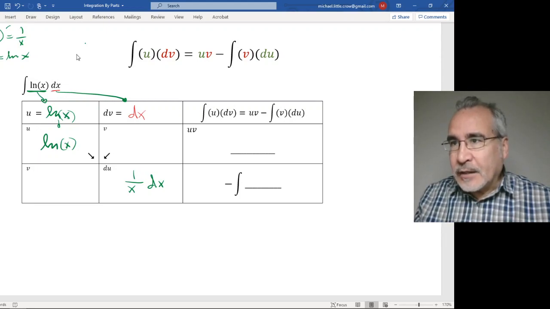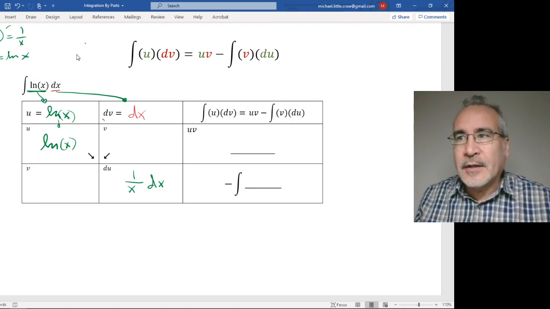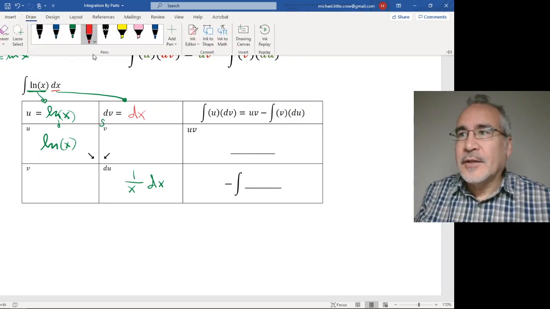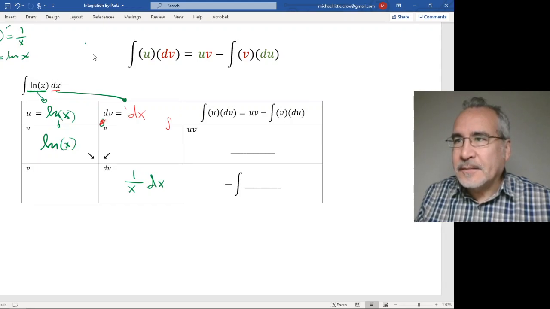dv, so this is dx, so we're supposed to get from dv to v. How do we do that? We integrate. So this step is the integrating step. I should switch colors. Shouldn't mix your colors, right? So we're going to integrate. So integrating dx, I guess I could put it here. So it's like 1 dx.